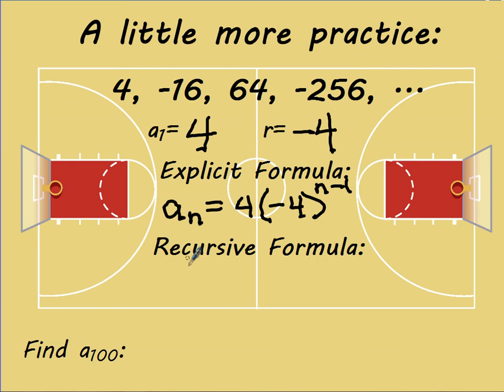And if I had to write the recursive formula, I would say our initial term is 4, comma, and to find any term in the sequence, we take the term before, a sub n minus 1.